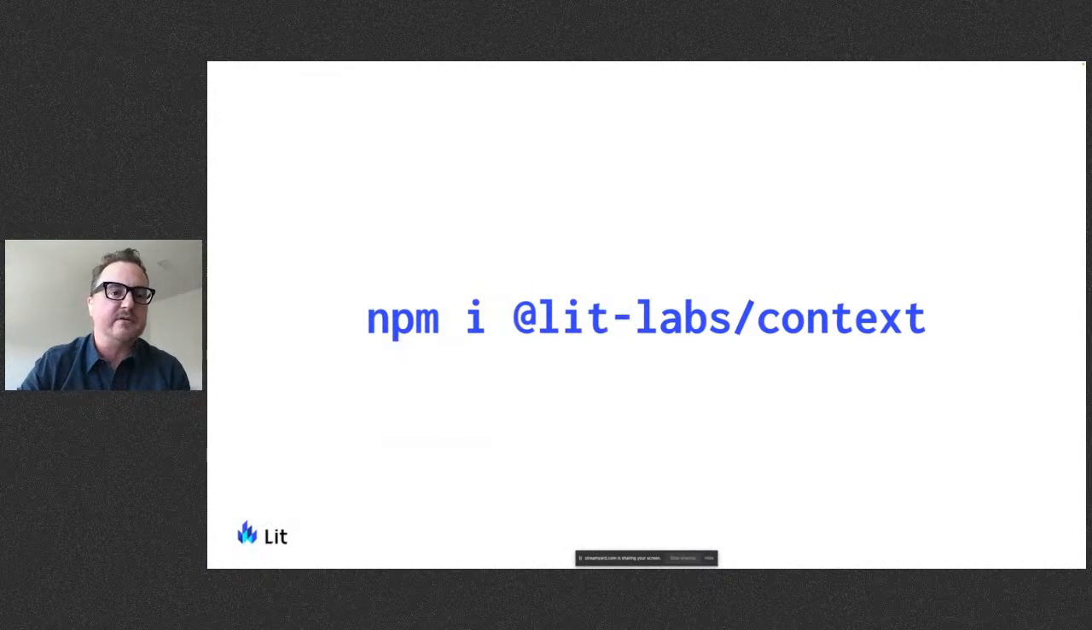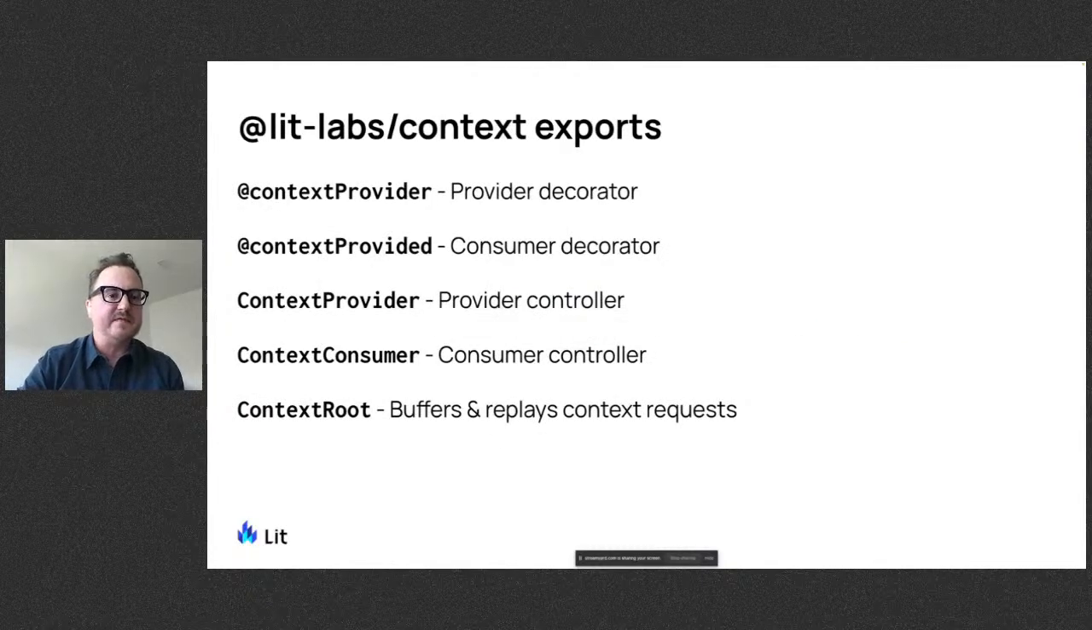You can install it here at the @labs/context package. And then the main things it gives you here are the 2 decorators that I talked about, context provider and context provided. And then we have these reactive controllers, which are kind of like the implementation detail of the decorators, which you can use directly. And then we have a thing called context root, which is a way of buffering and replaying context requests for lazy loading purposes.